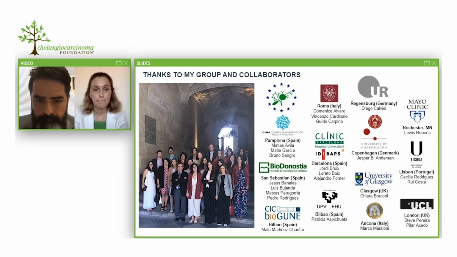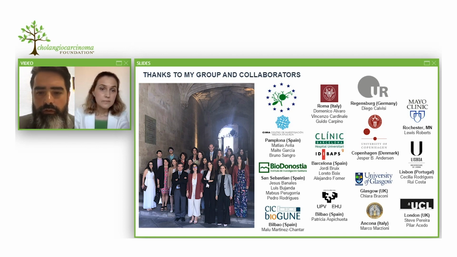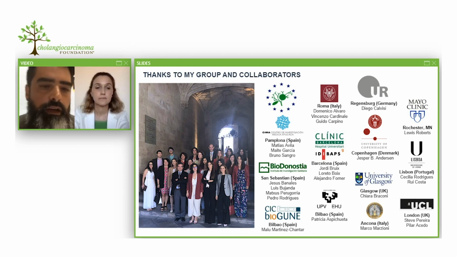One of the persons in the audience, Sehal Shah, asked what research can be done to determine the causes of cholangiocarcinoma. He's saying so many people with healthy lifestyles get this cancer. What could be the causes of this cancer? Do you want to comment in general on this?